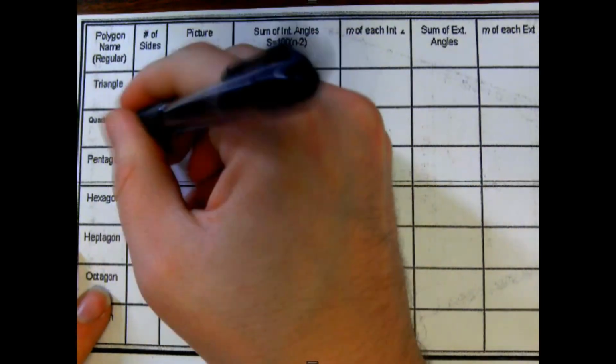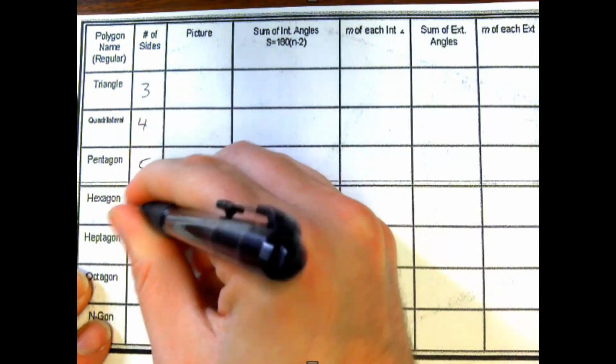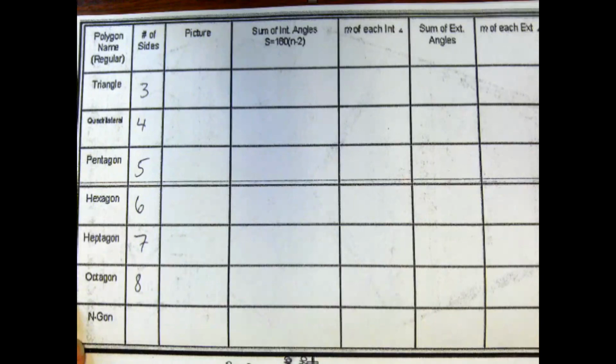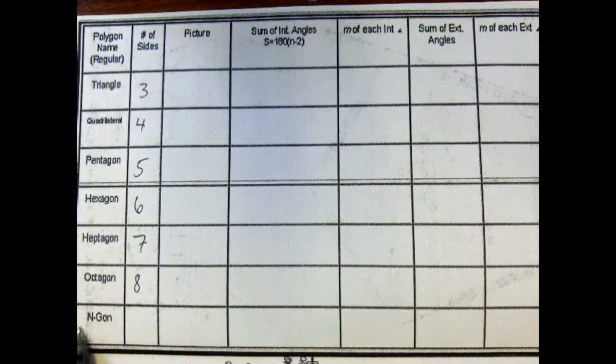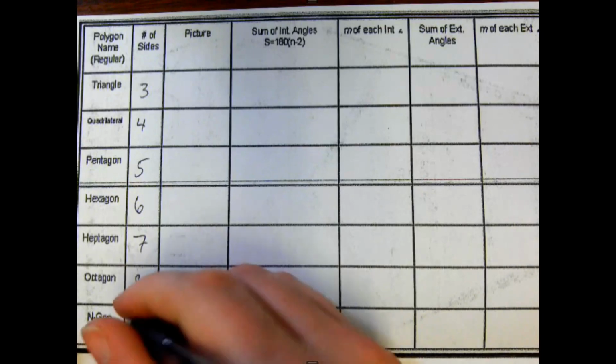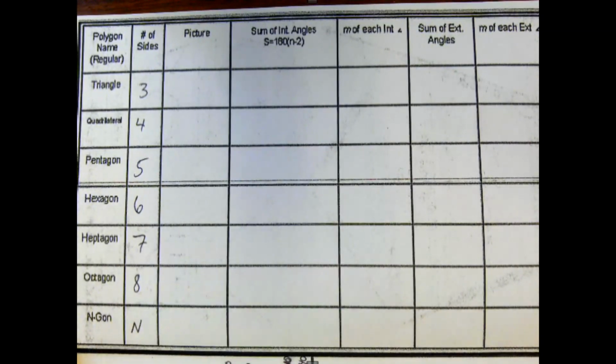So first, the name corresponding to the number of sides. A triangle has 3 sides. A quadrilateral has 4 sides. A pentagon has 5. A hexagon has 6. A heptagon has 7. An octagon has 8. And we often use n-gon, where n is the number of sides, like 10-gon, 13-gon, 18-gon, something like that. So n-gon is n sides, whatever that number is.